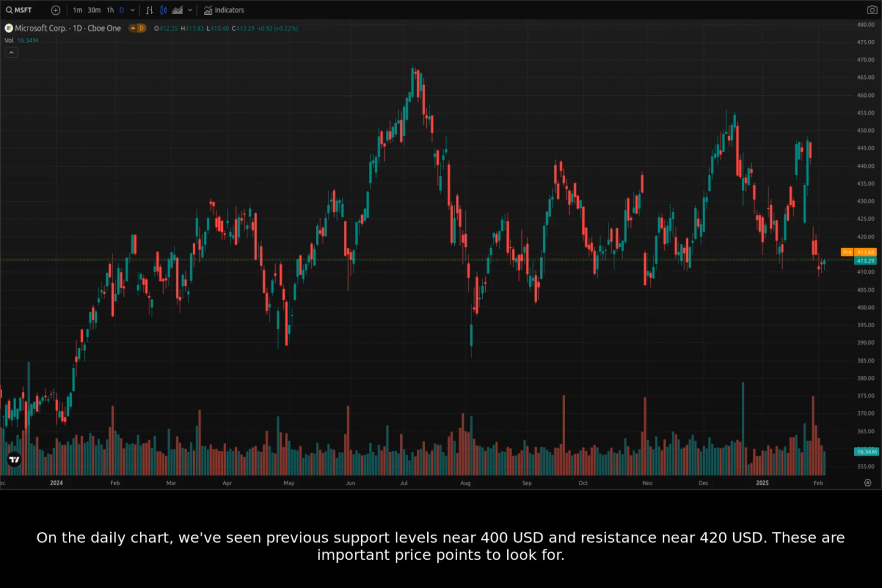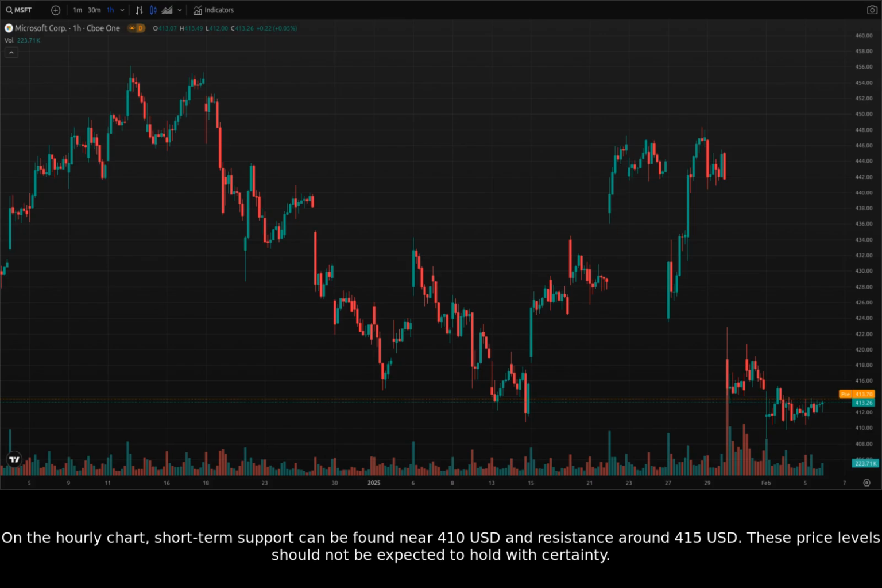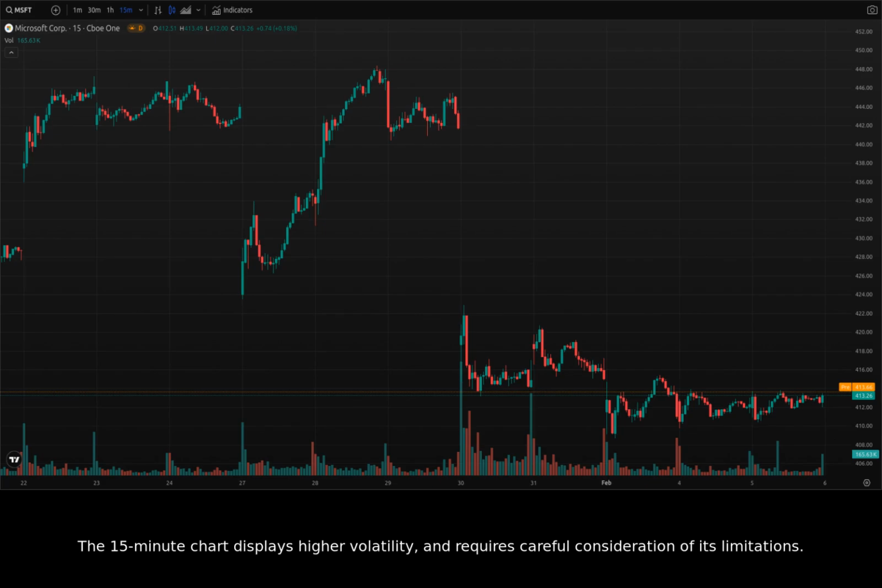On the daily chart, we've seen previous support levels near $400 and resistance near $420. These are important price points to look for. On the hourly chart, short-term support can be found near $410 and resistance around $415. These price levels should not be expected to hold with certainty. The 15-minute chart displays higher volatility and requires careful consideration of its limitations.